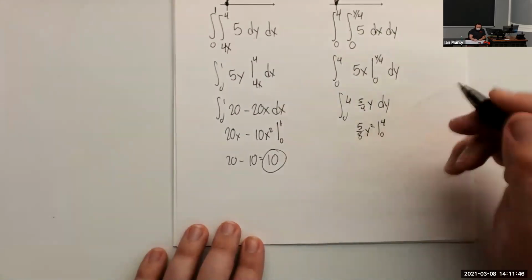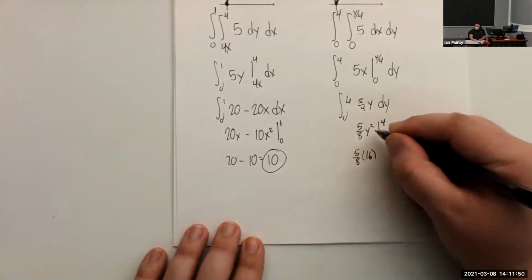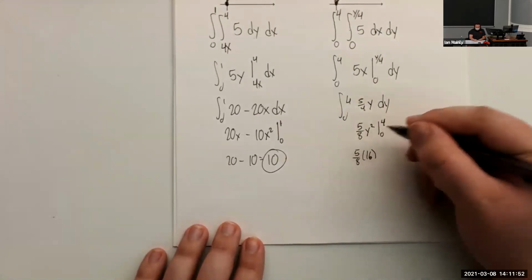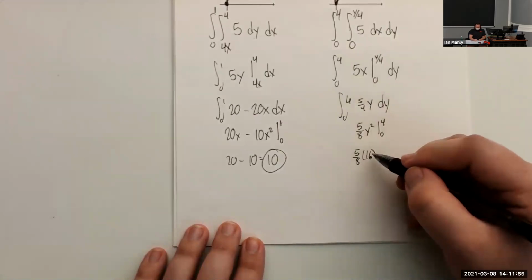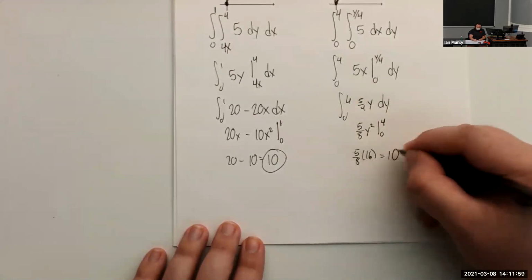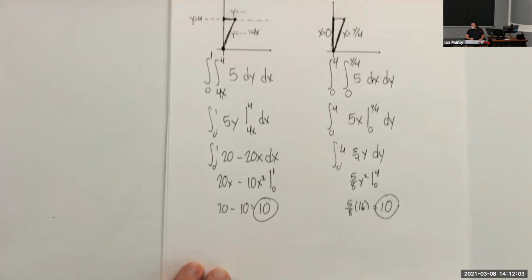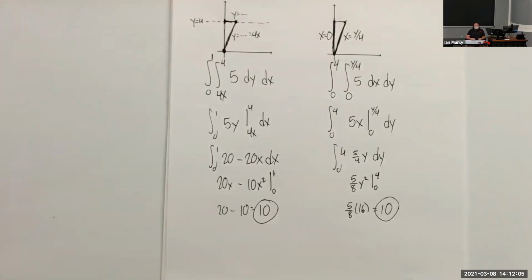Let's see, I'm going to plug 4 into here, giving me 16. I plug 0 into here, giving me 0. And 5/8 times 16, well, 16 over 8 is 2. And then times 5 gives us that answer of 10 once again. So as you can see from this example here, it doesn't matter which way we do it, as long as we set it up right, you should get the same answer either way.